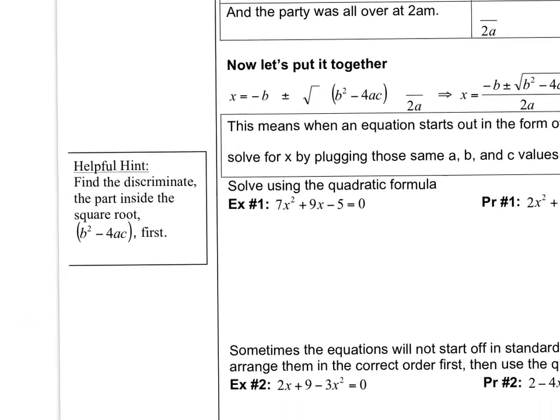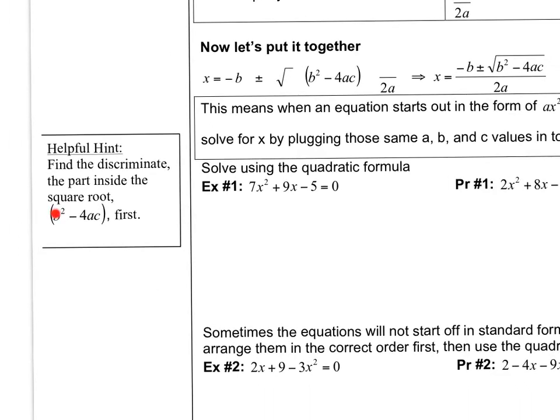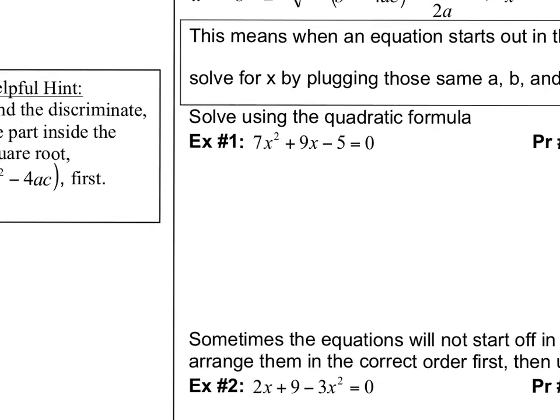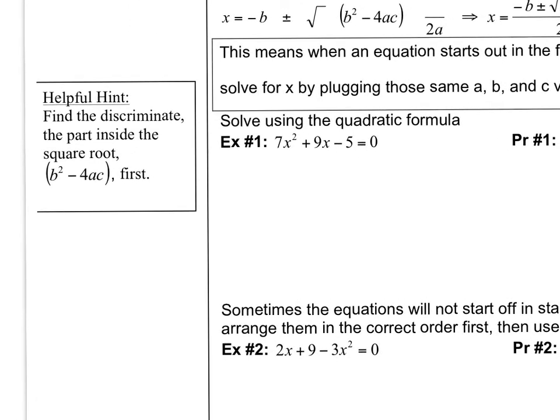Now, just a little hint. I'm going to do this by always finding the discriminant first. That's the b squared minus 4ac. That's the part, if you look over here, that's underneath the square root. I'm going to always find that value first. So let's do that first. Let's find b squared minus 4ac.